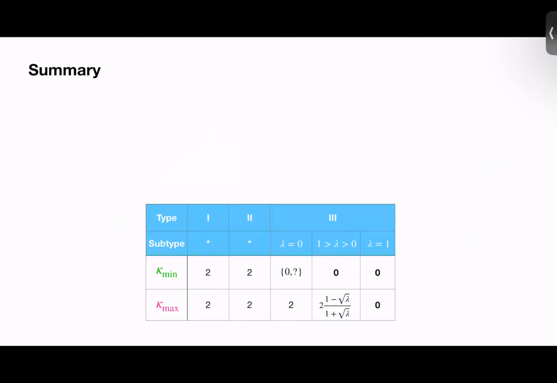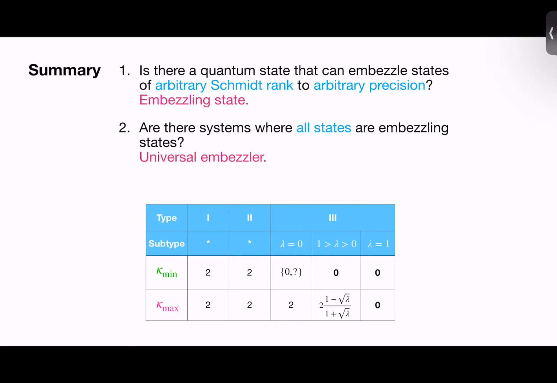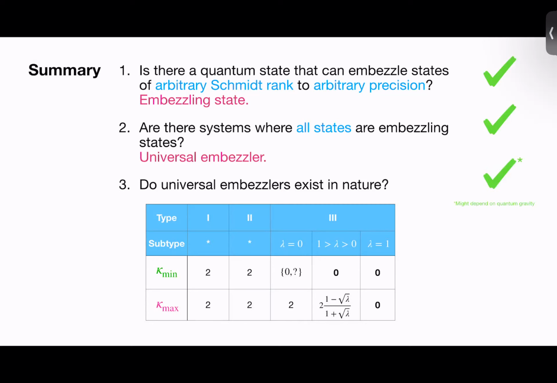So to summarize, what I tried to convince you of is that it makes sense to speak of embezzling states, that are quantum states that can embezzle any finite-dimensional entangled state to any precision. And that there even are universal embezzlers, meaning where every state is an embezzling state. And that potentially even these things exist in nature, at least if our assumptions about quantum field theory are true. So these should all get a check mark.